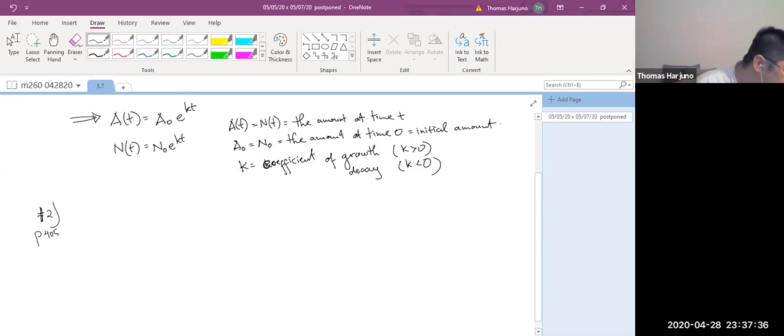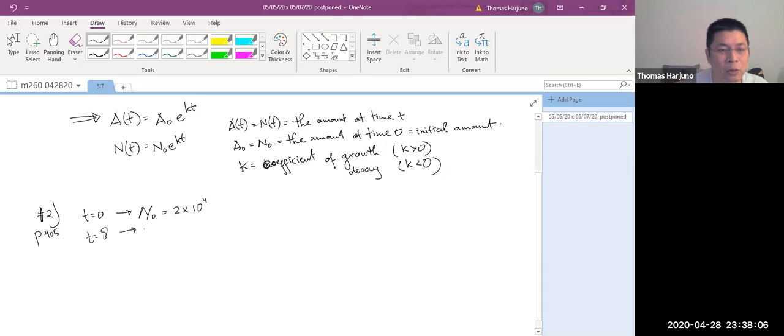Okay. Number 2, at the start of an experiment, so at time 0, the amount, or in this case the N, is 2 times 10 to the 4 bacteria. Now, if you want to make it more relevant right now, then call it viruses. Okay, 2 times 10 to the 4 viruses are present in a colony. And then 8 hours later, t equals 8. Notation-wise, that will be an 8. The population of the bacteria is 3 times 10 to the 4th.